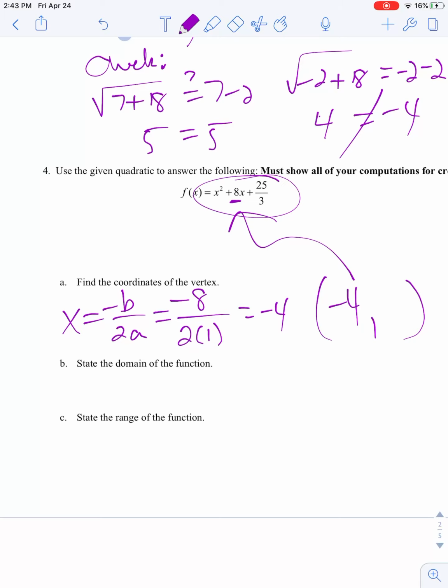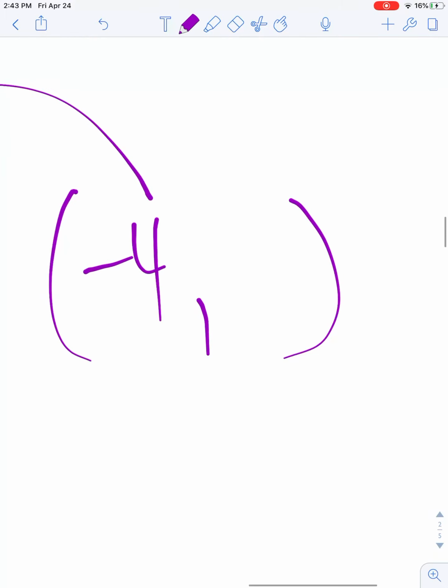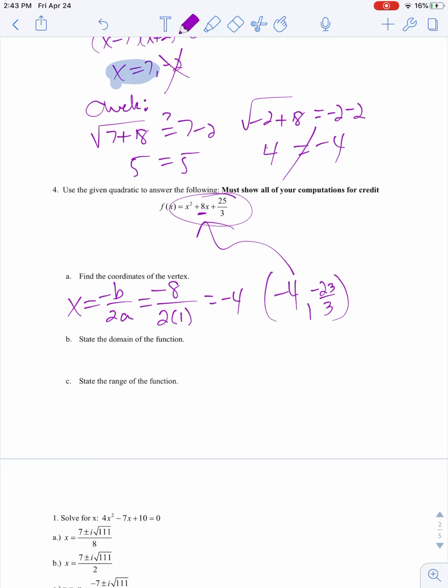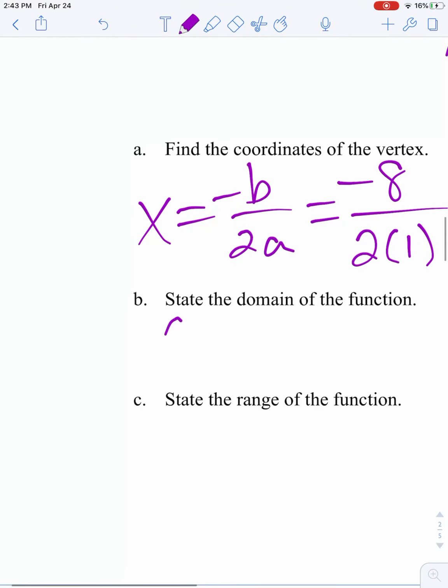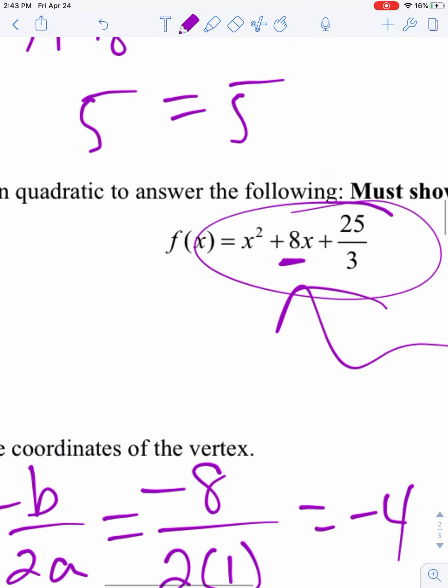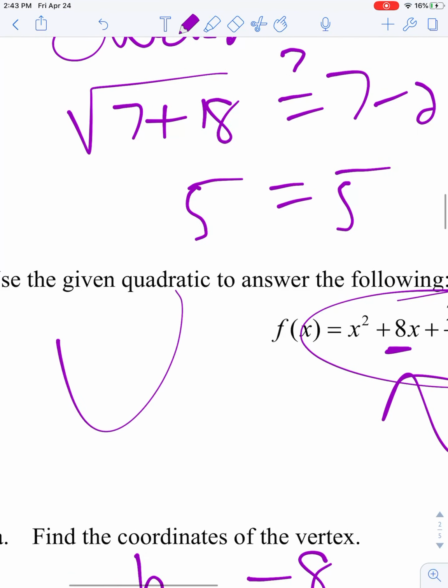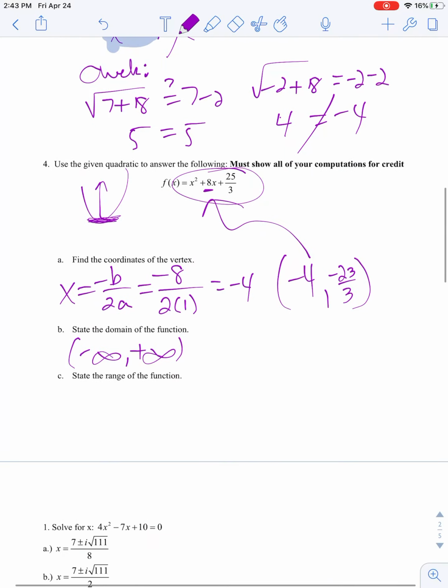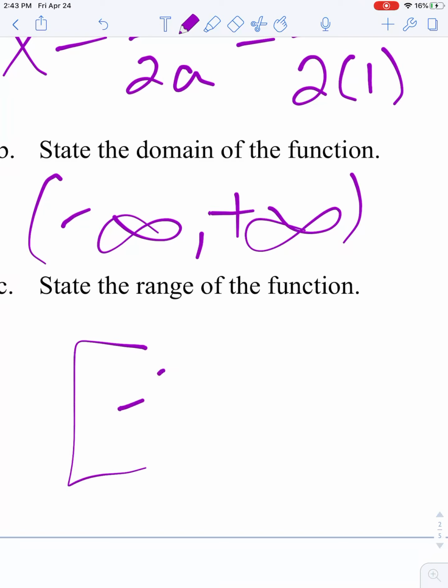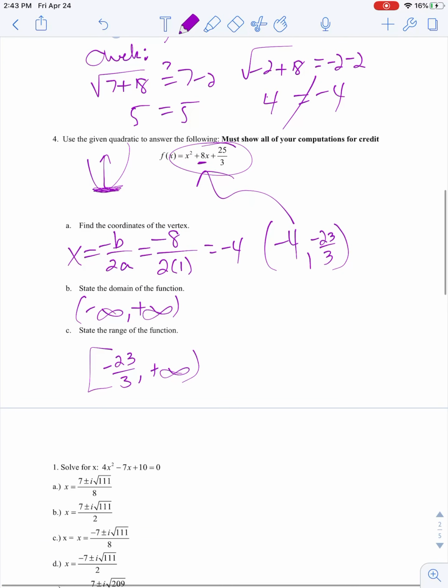You don't need the f of x, just type in the other part. Because it's an ugly answer, you're going to get negative 23 over 3. So that's the vertex. The domain, remember, is all real numbers, so it's negative infinity to positive infinity. And the range, think about this parabola is opening up, so the range is from the y value of the vertex, which is included, to positive infinity. It's going to be the same way unless it opens down.